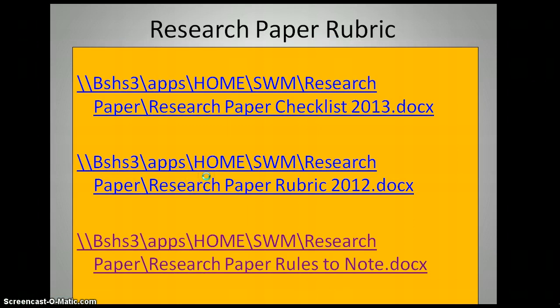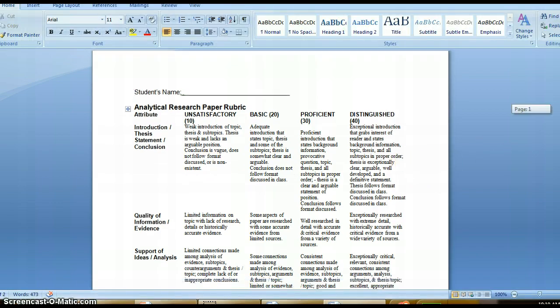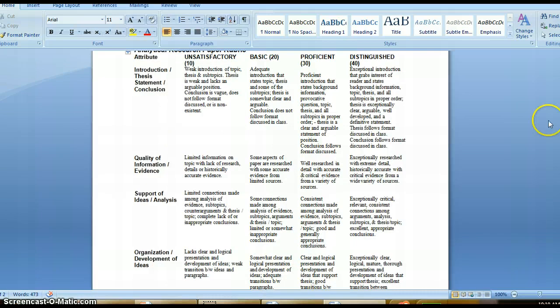Okay, I'm going to just bring up the rubric so you can see what it looks like. Okay, again, you'll notice that each component is 40 points apiece. Okay, this says distinguished. That means it's superior. That means it is above average. Okay, so I'm going to be very honest with you.